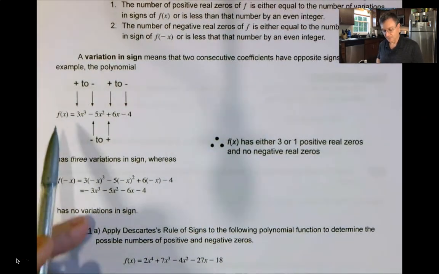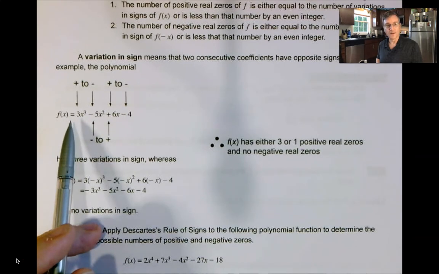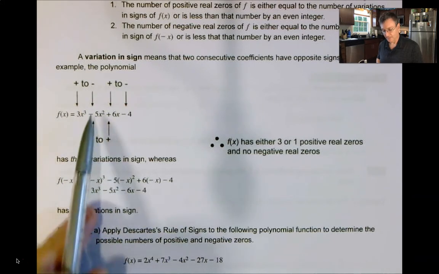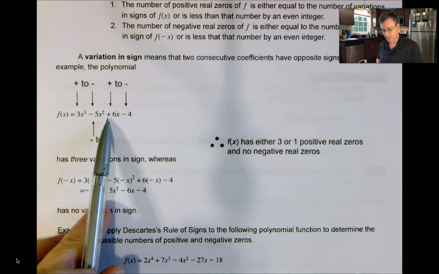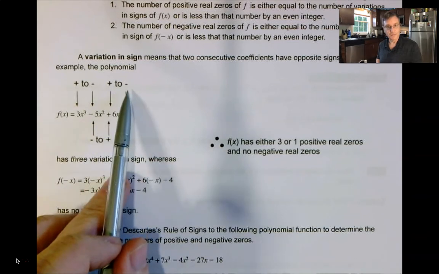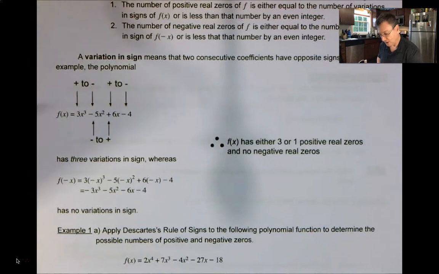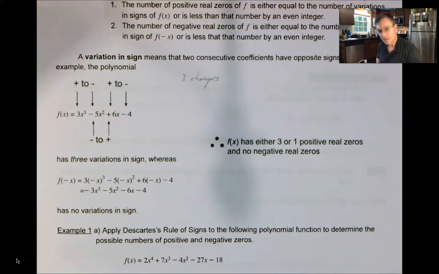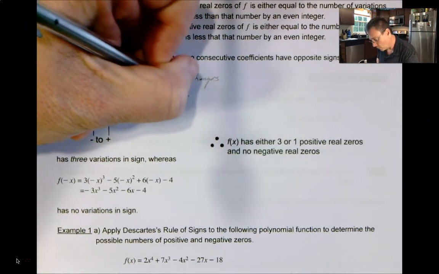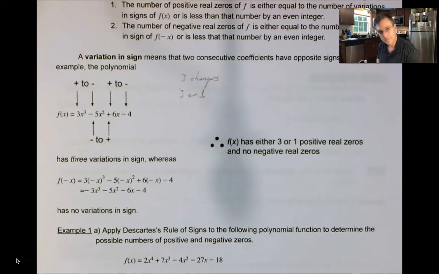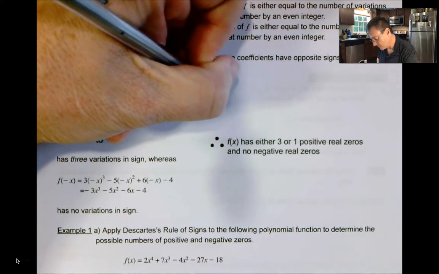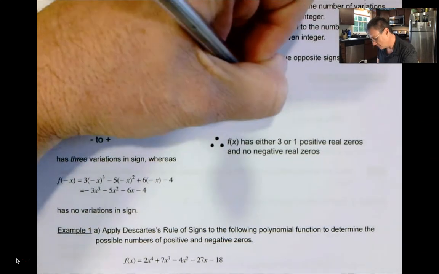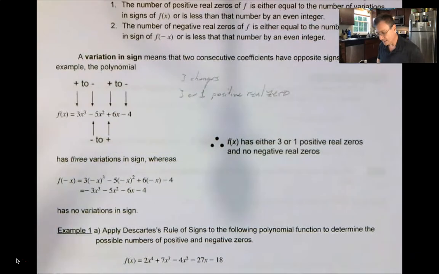When we take a look at the original function f of x, we look for the number of changes in signs. Positive to negative, that's one change. Negative to positive, that's a second change. Positive back to negative, that's a third change. Okay, so 3 changes means that there are 3 or 1 positive real zero.